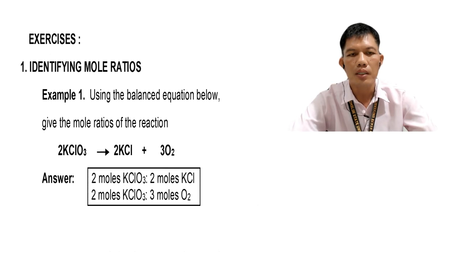We have the next slide as exercises. Using the balanced equation below, give the mole ratios of the reaction: 2KClO3 will yield 2KCl plus 3O2. The answer is 2 moles of KClO3 is to 2 moles of KCl, and 2 moles of KClO3 is to 3 moles of O2.